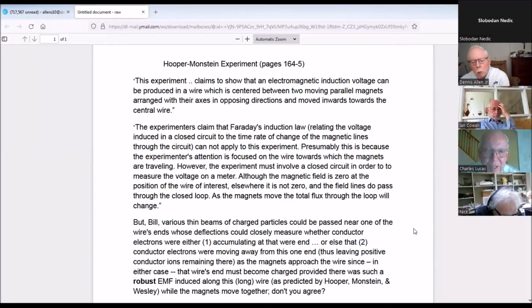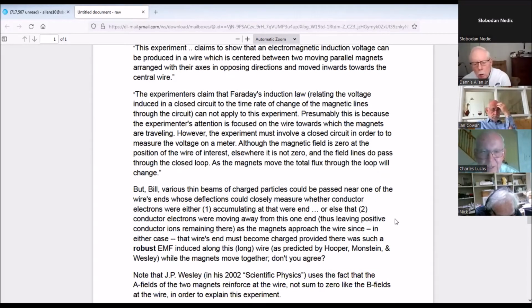Yeah, I see it. He said, but Bill, various thin beams of charged particles could be passed near one of the wire's ends, whose deflection could closely measure whether conductor electrons were either 1, accumulating at that end, or else 2, moving away from it, thus leaving positive conductor ions remaining there. As the magnets approach the wire, since in either case that wire's end must have become charged, there was such a robust EMF induced along this long wire as predicted by Hooper-Monstein. Can you scroll down a little bit? Okay.